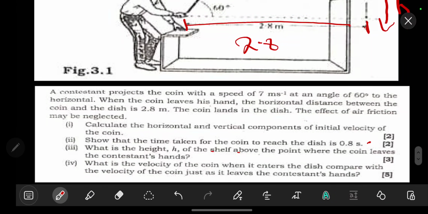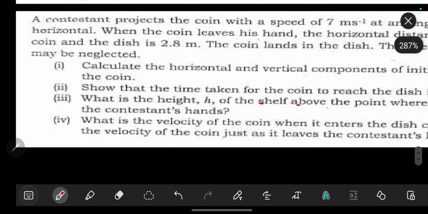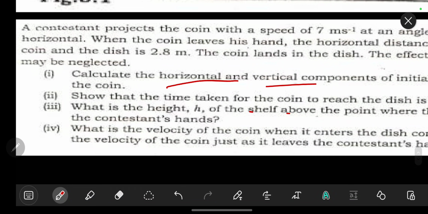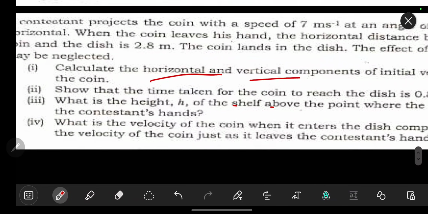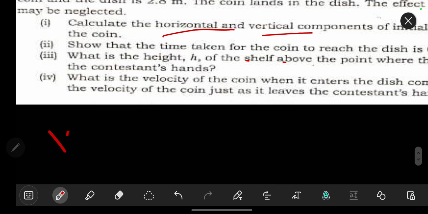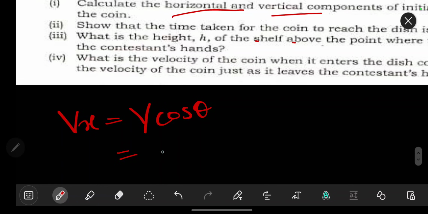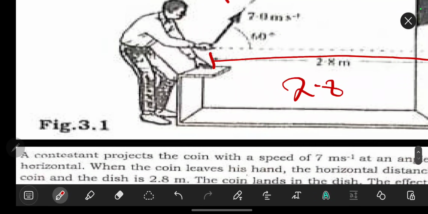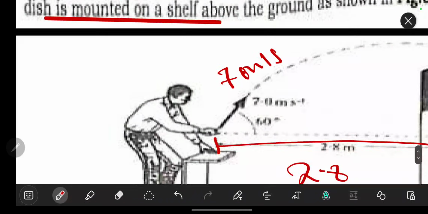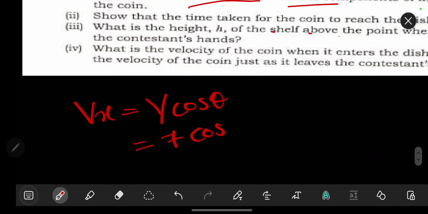The first part of the question says to calculate the horizontal and vertical components of the initial velocity of the coin. So the Vx should be equal to V cos theta. Our V is the velocity of projection, which is 7 meters per second. Then we have the cos of the angle of projection, which is 60 degrees. So this is our Vx.